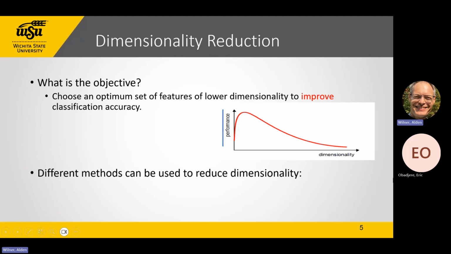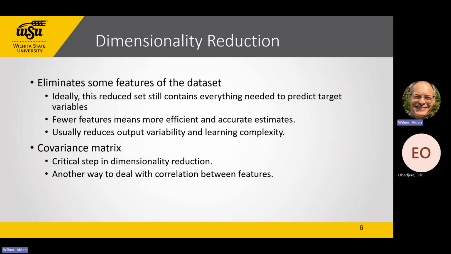So we've seen different methods to reduce dimensionality, right? The 2 main ones are feature extraction and feature selection. So with dimensionality reduction, the idea is to eliminate some of the features of the data set. Ideally, this set still contains everything we need to predict our target variables. Fewer features means we have more efficient, more accurate estimates. It reduces our output variability. It reduces the learning complexity of our models.